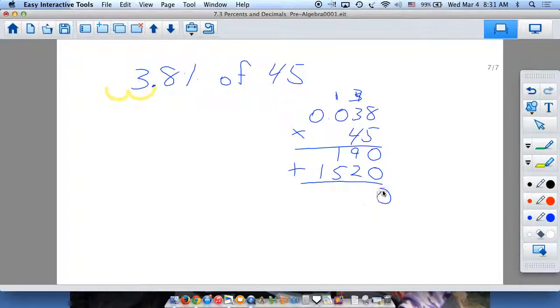And we add up our totals. And we have 3 numbers to the right of the decimal point, so we need to move our decimal point back in 3 places. And so we get that answer of 1 and 71 hundredths. You don't have to keep that extra 0 in the end because it does not change our number. Question?